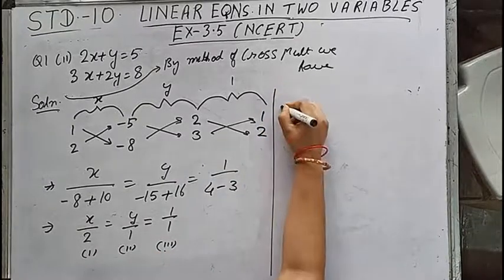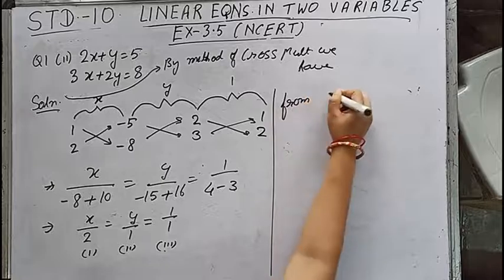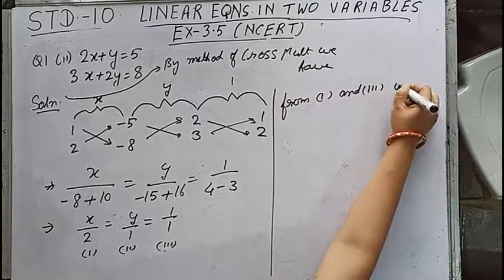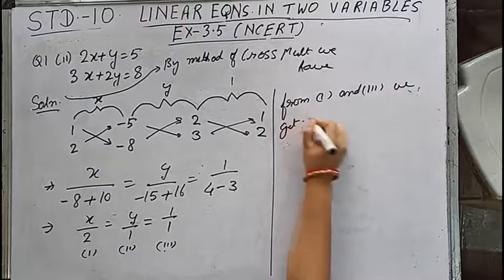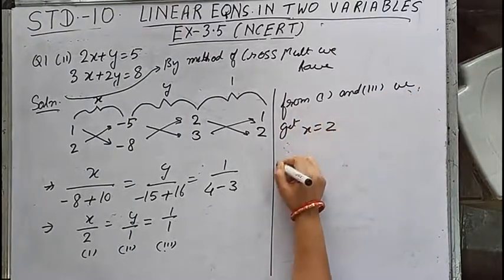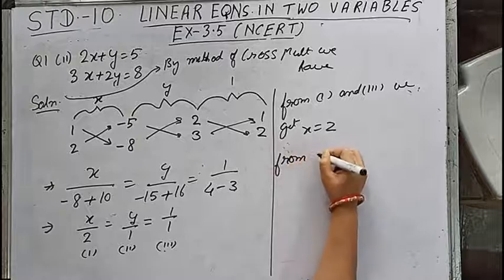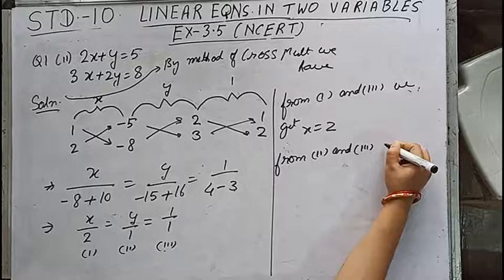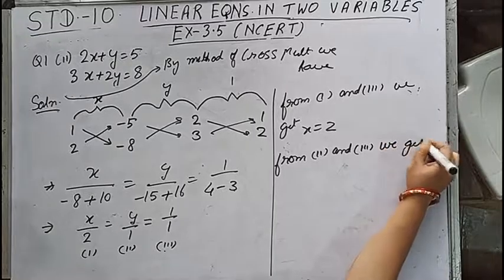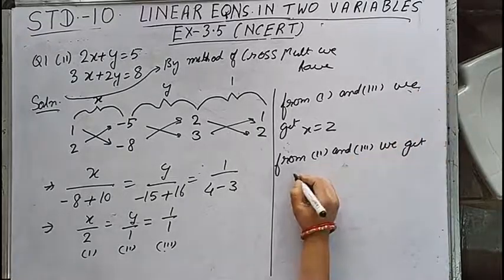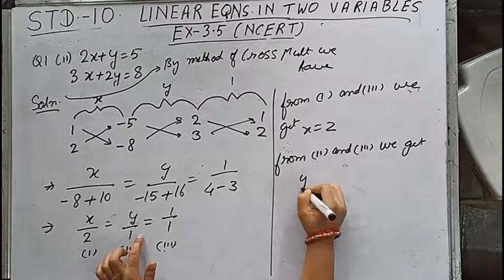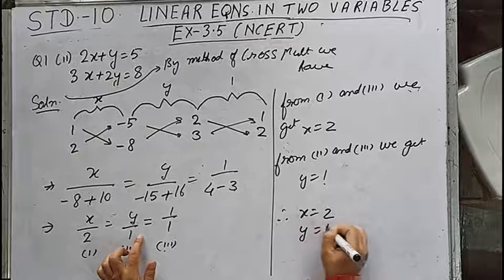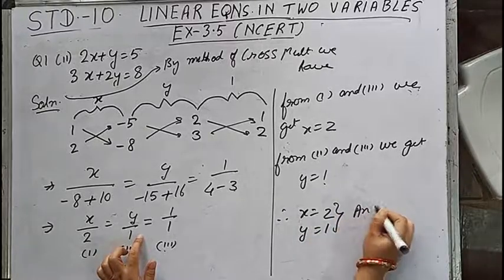Now from 1 and 3 we get x equals to 2, and from 2 and 3 we get y equals to 1. Therefore, x equals to 2, y equals to 1 is the answer.